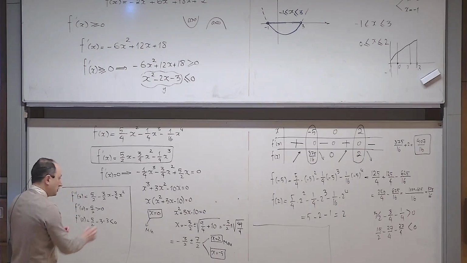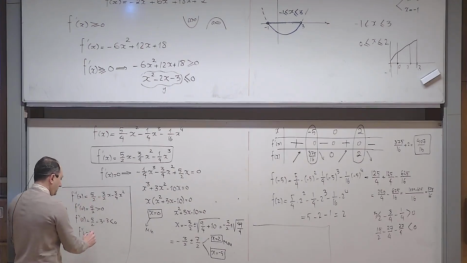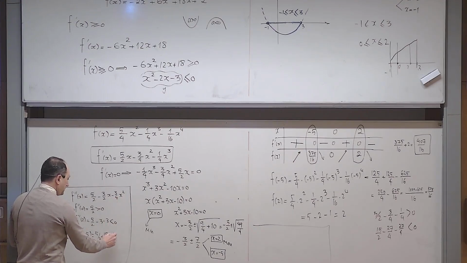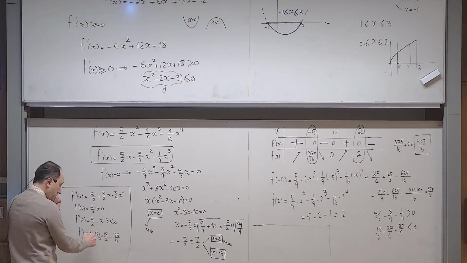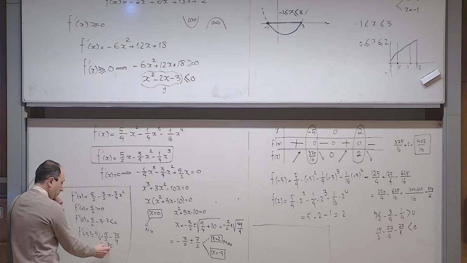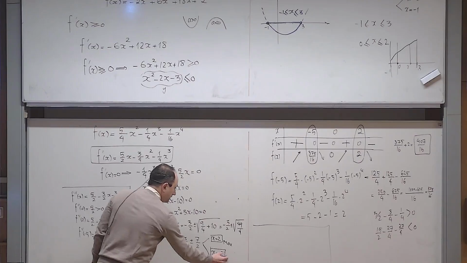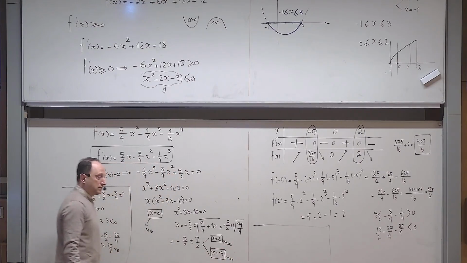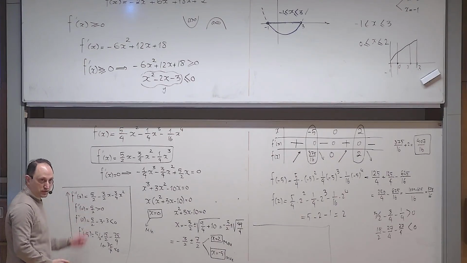And I do it for the number minus 5. I put minus 5 here, so it's 5 over 2 plus 15 over 2, and then minus 75 over 4. So this becomes 10 minus 75 over 4, is it? Negative again. So this one is also a maximum. So you see that this is much faster if you use the second derivative test here.